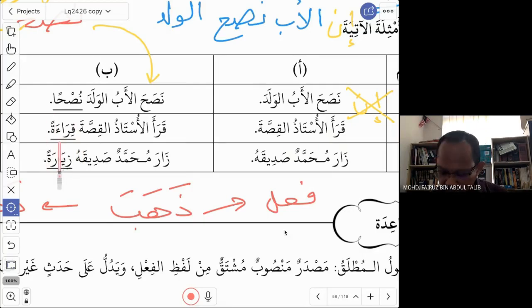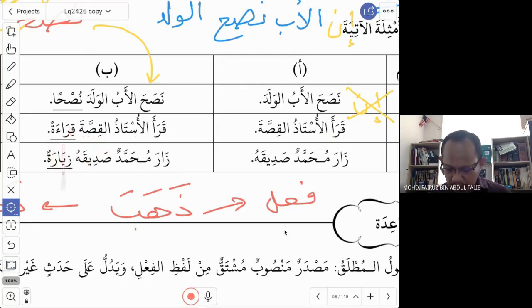Qira'atan. So what do you do? You just put the word qira'a at the end of the sentence. You put the masdar of this verb. So you say qara'al ustazul qissah qira'ah. So the ustaz really has read the qissah.